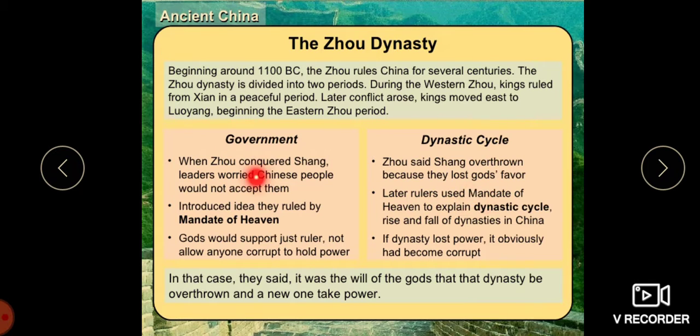When we see the government, when Zhou conquered Shang, leaders worried Chinese people would not accept them. They introduced the idea that they ruled by the mandate of heaven. Gods would support a just ruler, and not allow anyone corrupt to hold the power. In the dynastic cycle, Zhou said Shang was overthrown because they lost the gods' favor. Later, rulers used the mandate of heaven to explain the dynastic cycle, the rise and fall of the dynasties in China. If a dynasty lost power, it obviously had been corrupt. In that case, they said it was the will of the gods that the dynasty be overthrown and a new one take power.